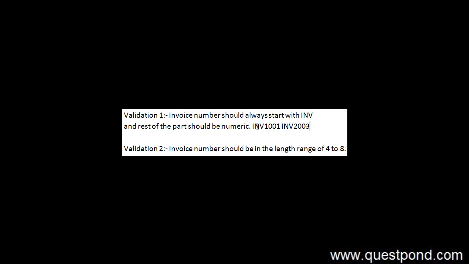So in other words, the invoice number should always start with INV and the rest of it should be numeric. The second validation, or restriction, is that the invoice number length should be in the range of 4 to 8. In other words, the minimum length of an invoice number can be 4 and the maximum length can be 8. Now you as a tester would like to generate a range of dummy data so that you can test if your application is able to match these validations.